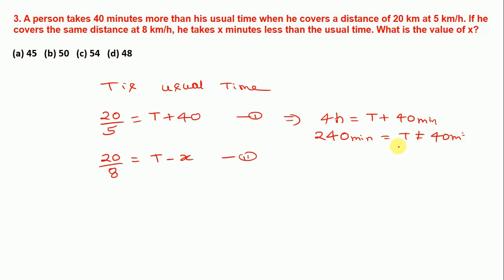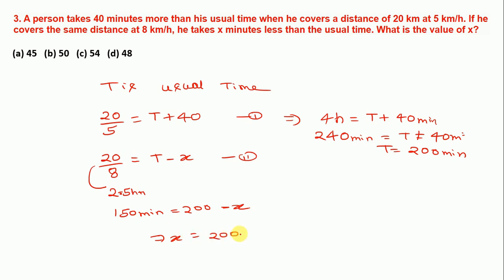So the value of t will be equal to 200 minutes. And now from here it will be equal to 2.5 hours. So after converting it into minutes, it will be equal to 150 minutes. And the value of t from here is equal to 200, and the value of x will be equal to 200 minus 150 is equal to 50. So your option B is correct.